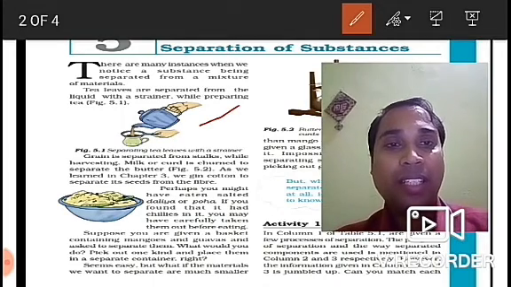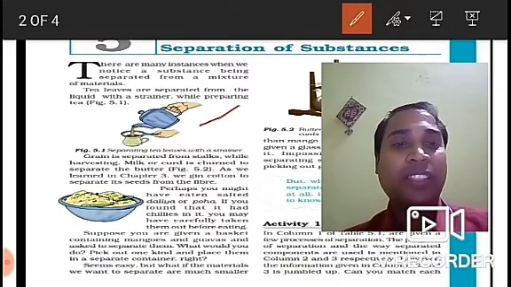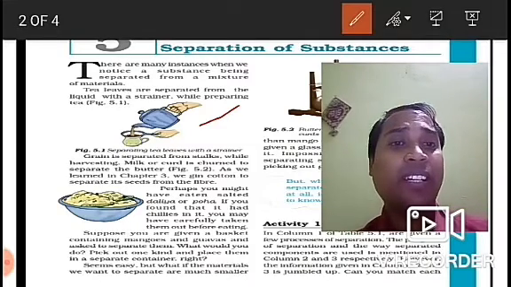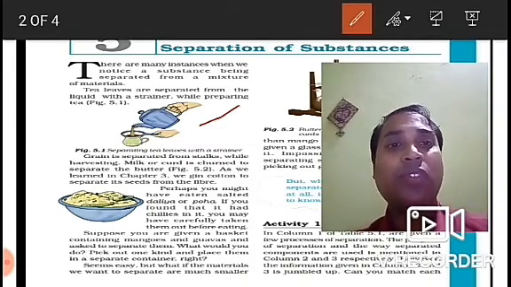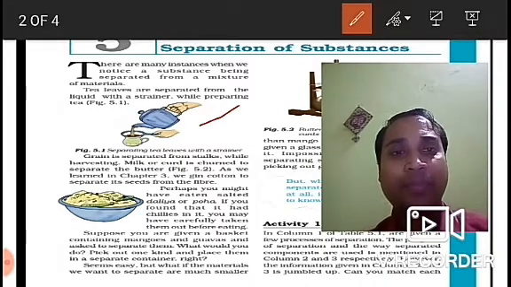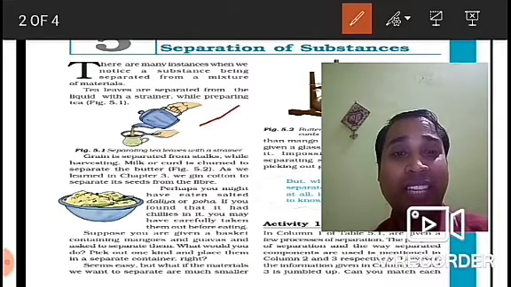As we learned in chapter 3, in the chapter Fibre to Fabric, we have seen how the ginning process is used to separate the seeds from the cotton. So that is again a kind of separation. So perhaps you might have eaten salted dalia or poha.